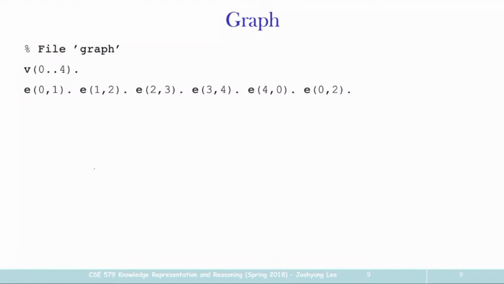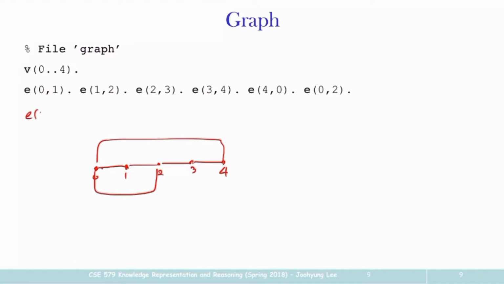Basically, these 2 lines here show that there is an edge from 0 to 1, 1 to 2, 2 to 3, 3 to 4, and 4 to 0, and 0 to 2. Now, you may interpret this as directed edges or undirected edges. It's actually up to you. If you really want bidirectional edges, typically people write one more rule to say these are symmetric.